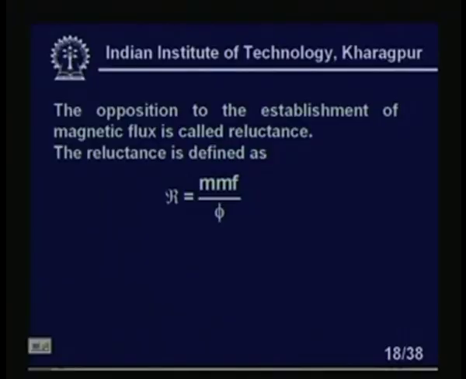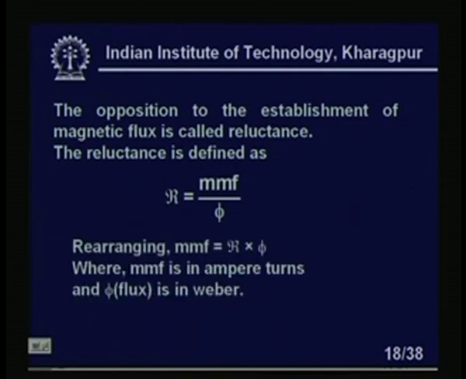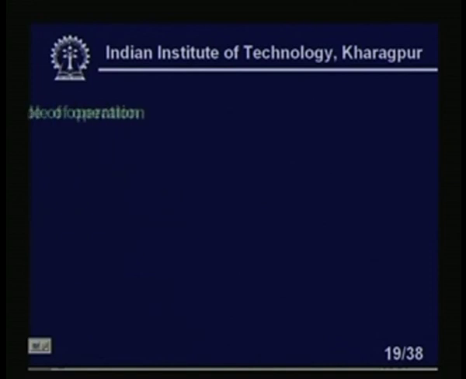So, the reluctance is defined as R equal to MMF, magnetomotive force, divided by the flux phi, right. Rearranging, I can write MMF equal to R multiplied by phi, where MMF is in ampere-turns if the number of turns is more than 1, and phi, the flux, is in Weber.